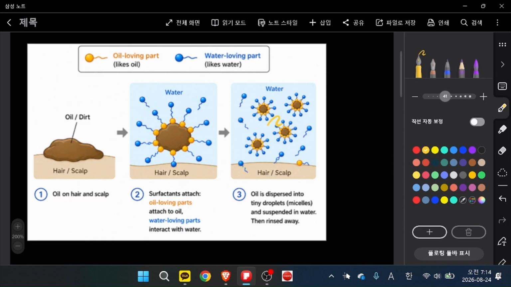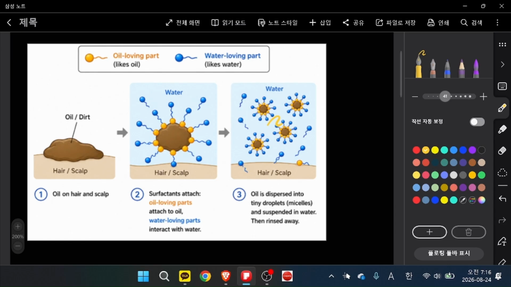So, in a simple way, you can think of a surfactant as a bridge between oil and water. It doesn't make oil and water completely mixed together. Instead, it allows oily substances to become dispersed in water so they can be rinsed away. The same basic principle is used in many other cleaning products. Of course, the formulas are different because each product is designed for a different purpose.